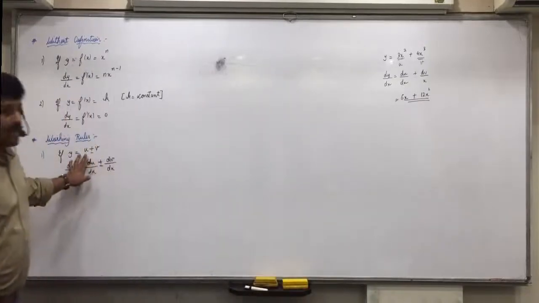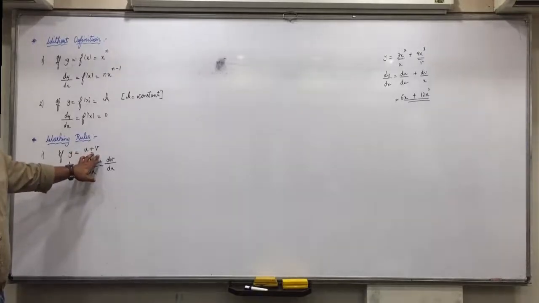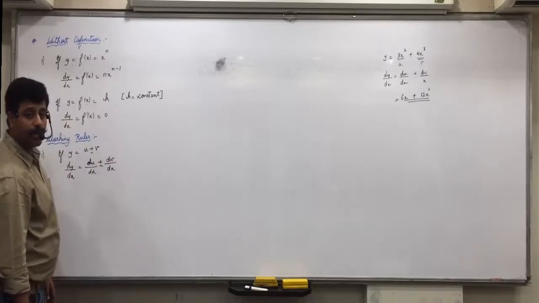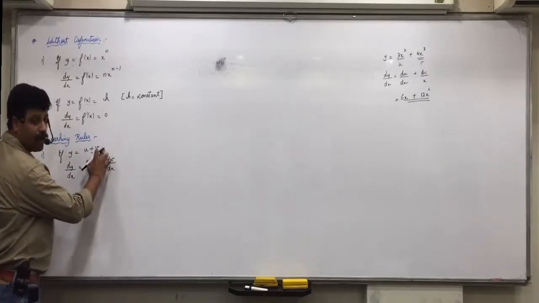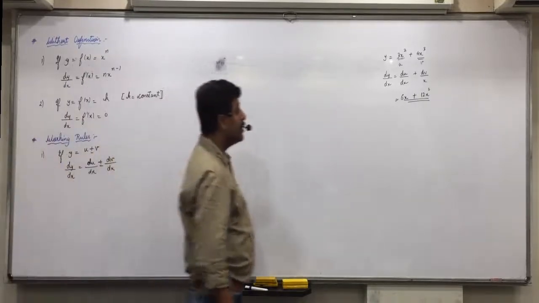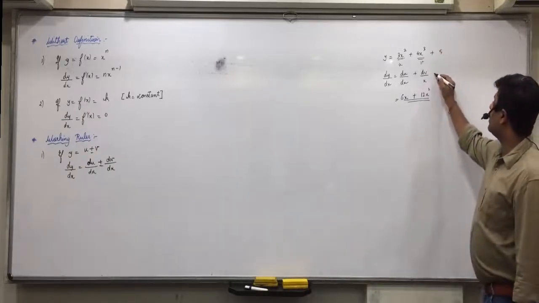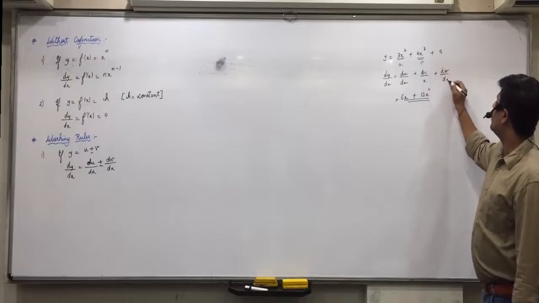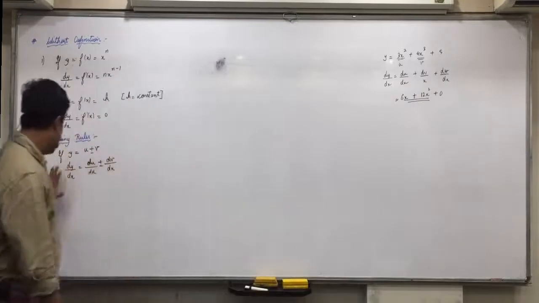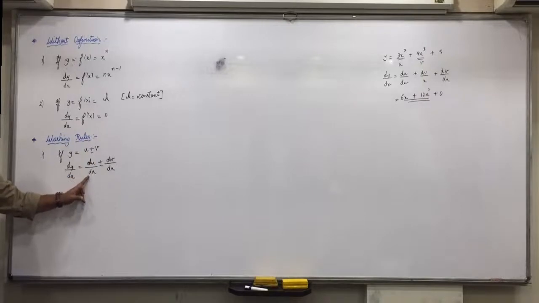So u is any number with or without x, and v is any number with or without x. Suppose you have plus minus w also, then what you will do? Plus minus d of w upon dx. Suppose you have plus minus w, let us say 5. Now we know a constant number's differentiation is 0. So simply plus 0.